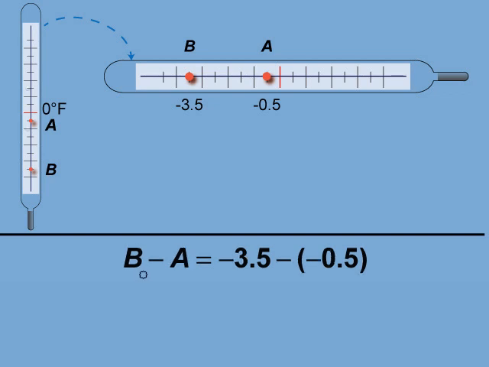The expression B minus A is shown here. Subtracting a negative is the same as adding a positive. The result is -3. Note that the difference in going from A to B is positive, while the difference in going from B to A is negative, but the absolute values are the same. Let's look at another example.